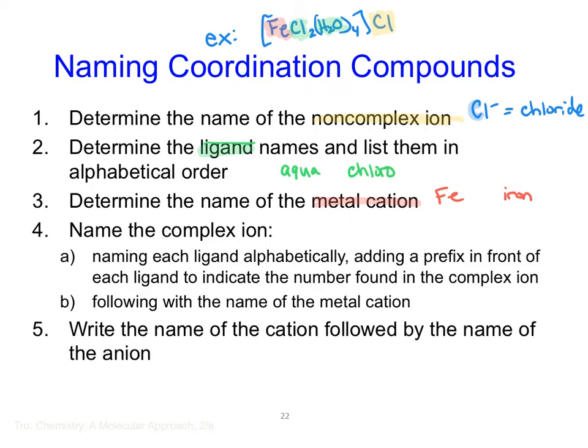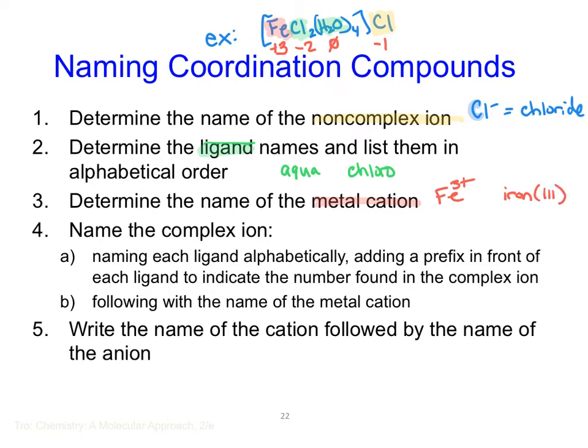To do that, remember the entire complex adds to a charge of 0. The counter ion has a charge of -1. Aqua is neutral. Each chloro is -1, so two of them are -2. So we have an overall -3 charge, which means we must have an iron with an oxidation state of +3. So iron 3 plus is named iron 3.